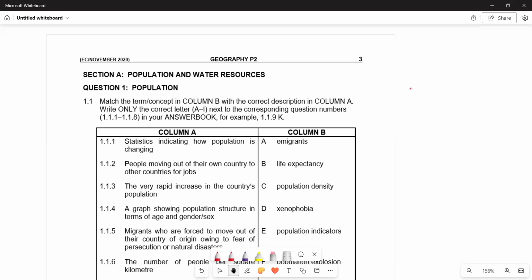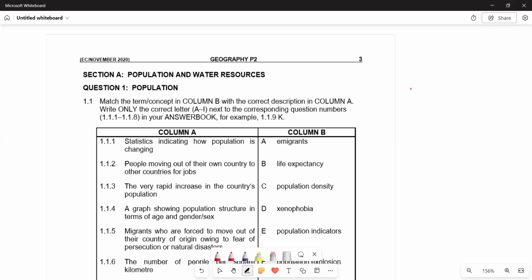that is 1.1.1 to 1.1.8 in your answer book. For example, they give an example of how you should present your answer in the answer book. So this is what we have. We've got a column A and a column B. So obviously we are going to read the explanation given in column A, and then we choose a term that matches that explanation in column B.